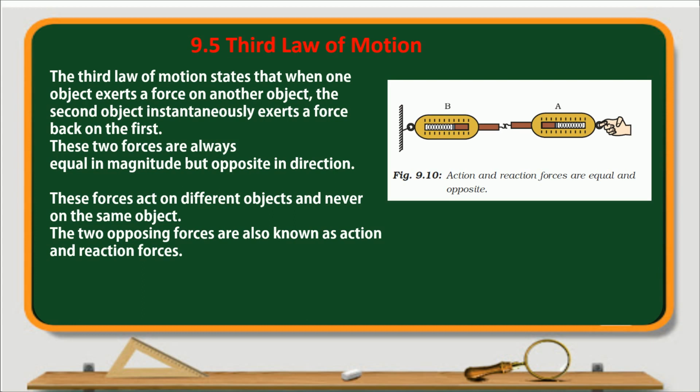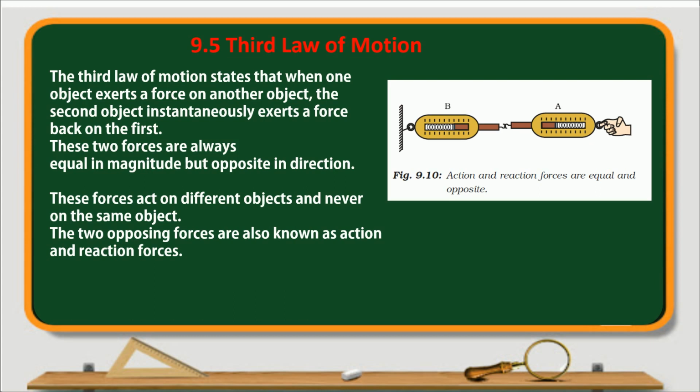Now here we can understand this using an experiment with a spring balance. Take two spring balances, one is A and the other is B. The spring balance B is fixed on the wall. The spring balance A is in our hand. Now we will connect these two spring balances as shown in the figure. Then we will start to pull the spring balance A.